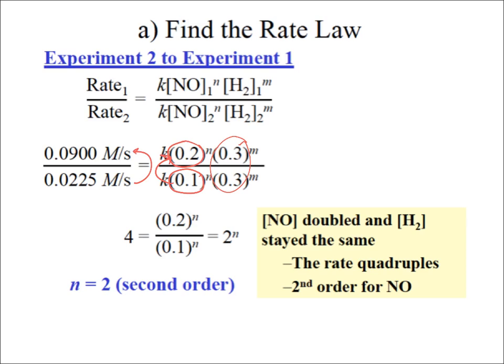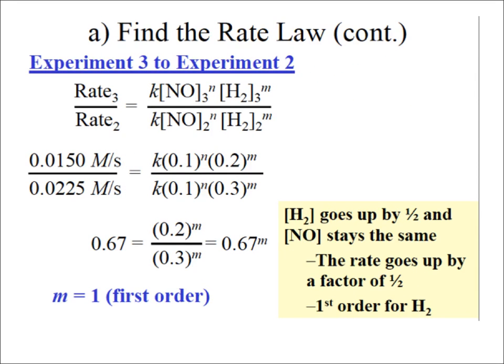So what happened to my rate? My rate went from 0.0225 to 0.09, which is multiplied by a factor of 4. So for the nitrogen monoxide, when the concentration was doubled, the rate was multiplied by 4. That pattern follows along with a second order with respect to the nitrogen monoxide. So we have that filled in. We know it's second order.